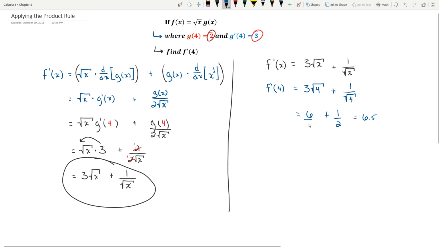If you need to, we can make the denominators equal. And to do that, of course, this 6 over 1 needs to be over 2, or base 2. So we're going to have 12 over 2 plus 1/2. And that gives us 13 over 2, which is also 6.5.